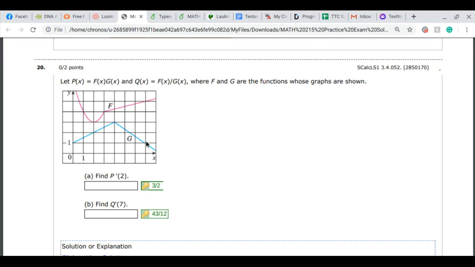So it's 1 fourth minus 5 times g prime. What's the derivative here? The g goes over 1, 2, 3 units over and 2 units down, from 2 down to 1. So it's negative 3 halves. So it is 1 fourth minus negative 3 halves times 5, so 1 fourth minus negative 15 halves, or plus 15 halves. When you do the arithmetic, you should come up with 43 twelfths.